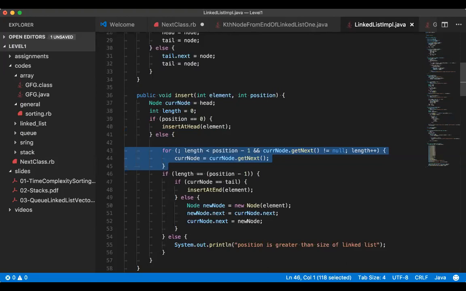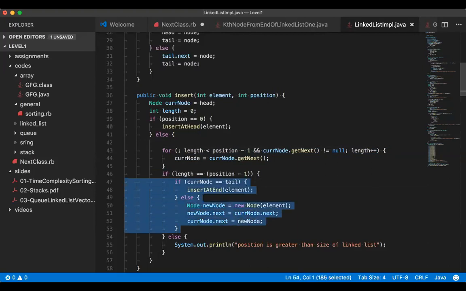In both the cases, you come out of this loop, and then if length is equal to position minus 1, then insert. Otherwise, position is greater than the linked list length. That is also correct. So this loop is correct. Now what we're doing is, if length is equal to position minus 1, in that case you also insert. There are lots of if else which are not needed. I mean, this is correct.